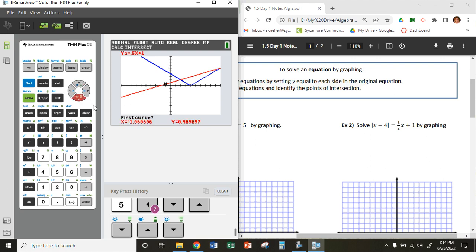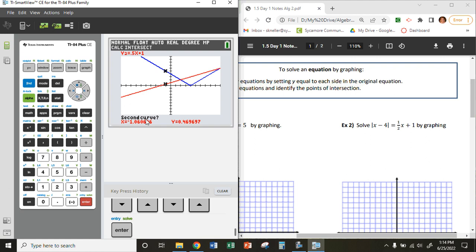Okay. The calculator calls them curves because this concept works when we have straight lines or where we have curvy ones like a parabola or a sine or cosine function. Okay. So it doesn't matter which equation you make the first curve. So I'm just going to leave the cursor on the blue equation and hit enter. It hops to the red line automatically and says second curve. So I'm going to hit enter.